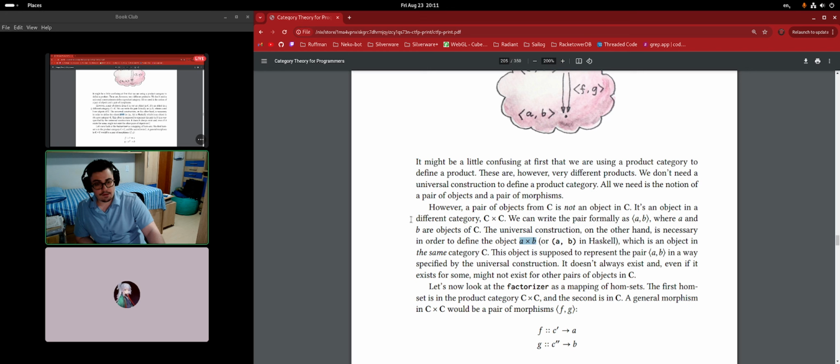Yes, yes. I got it, the notation was completely off to me. Now I completely understood what you said. This object is supposed to represent a pair, in a way specified by the universal construction. It doesn't always exist, and even if it exists for some, it might not exist for other pairs of objects in C.